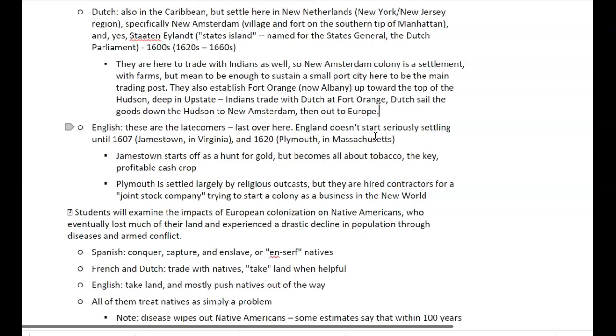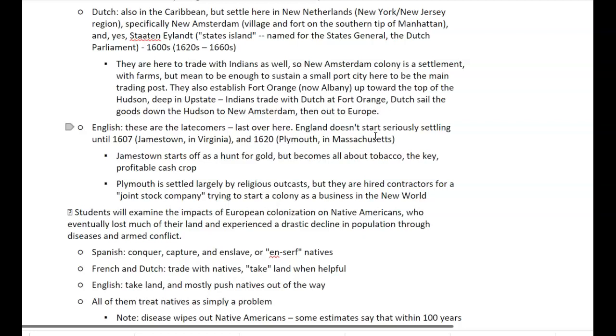Plymouth in New England is settled largely by religious outcasts. You guys probably know the stories of Thanksgiving and the Pilgrims and all that. But never forget, even though the group of people that settled there are these religious folks, they're there because they have been hired as a group, as contractors for a joint stock company, trying to start a colony as a business in the New World.